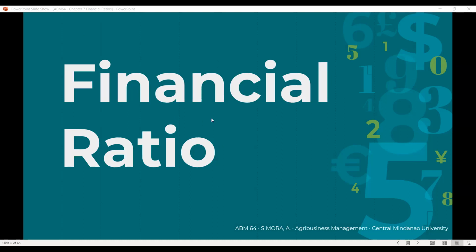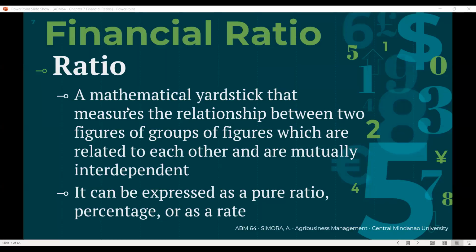We have financial ratio. This is our first topic. So a ratio is a mathematical yardstick that measures the relationship between duha ka figures. Two figures or of groups of figures which are related to each other and are mutually interdependent. So it can be expressed as a pure ratio, percentage, or as a rate. So a ratio is more on a mathematical yardstick. I guess familiar mo ani na siya form nga one half. Okay, one half. 1:2 or 0.5 or 50%.